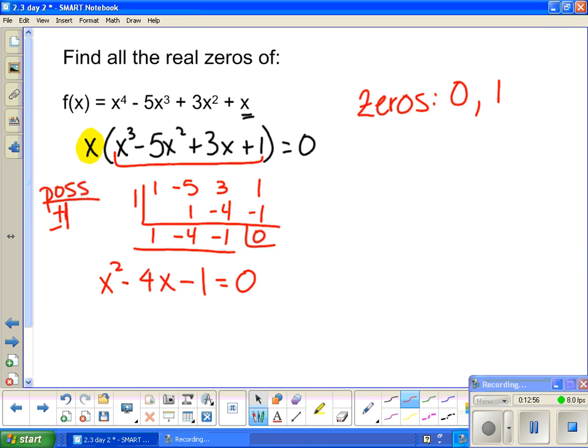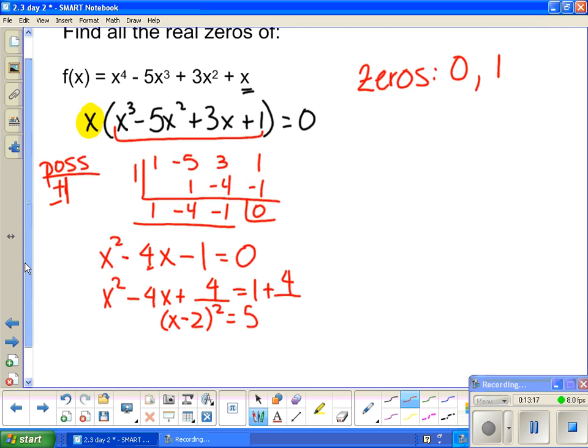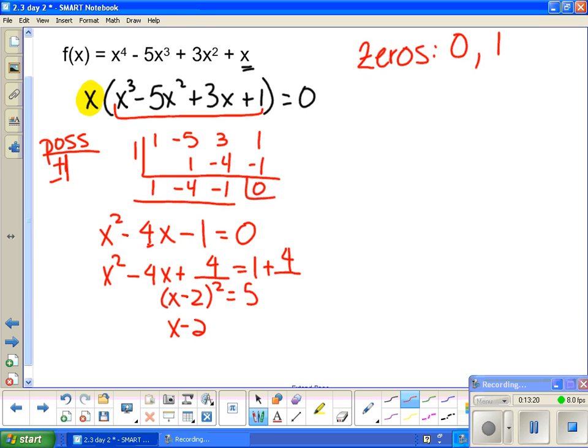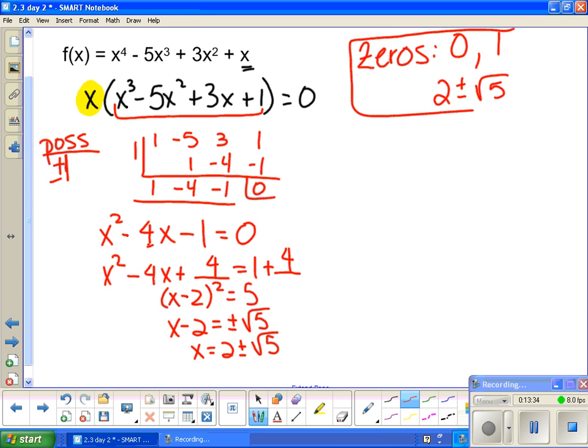Not factorable, but this is even, so I'm going to complete the square. So what am I adding to both sides? Negative 4 divided by 2, and then square it, would be a 4. So this is x minus 2 squared equals 5. Square root both sides. You get x minus 2 equals plus or minus the square root of 5. Now add 2. So the other two zeros in my list will be 2 plus or minus square root 5. And those are the zeros of my quadratic function.